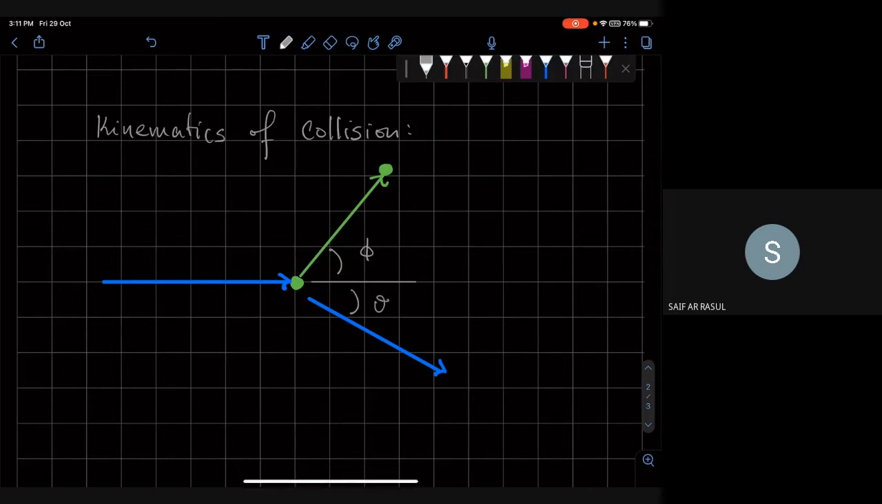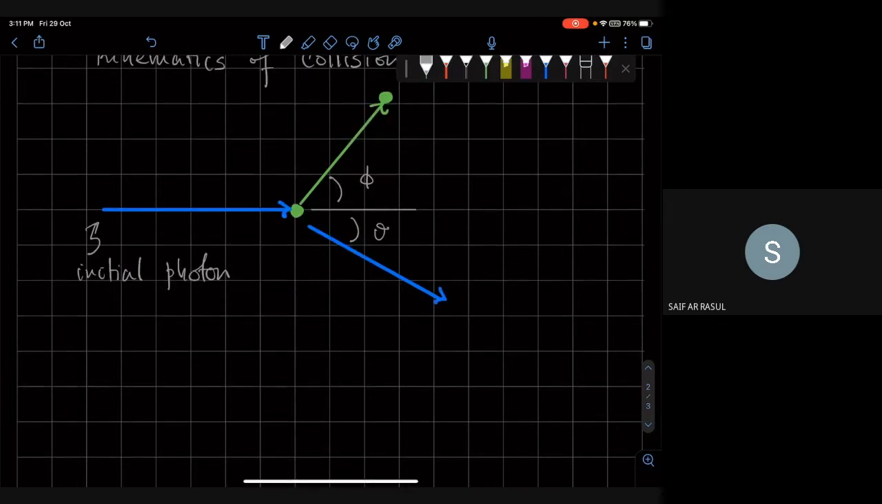And so this angle is phi, and this angle is theta. They're not necessarily equal. Okay, so this is the path of the initial photon, and its momentum p naught is given by h bar k naught. Okay, k naught is the propagation vector.